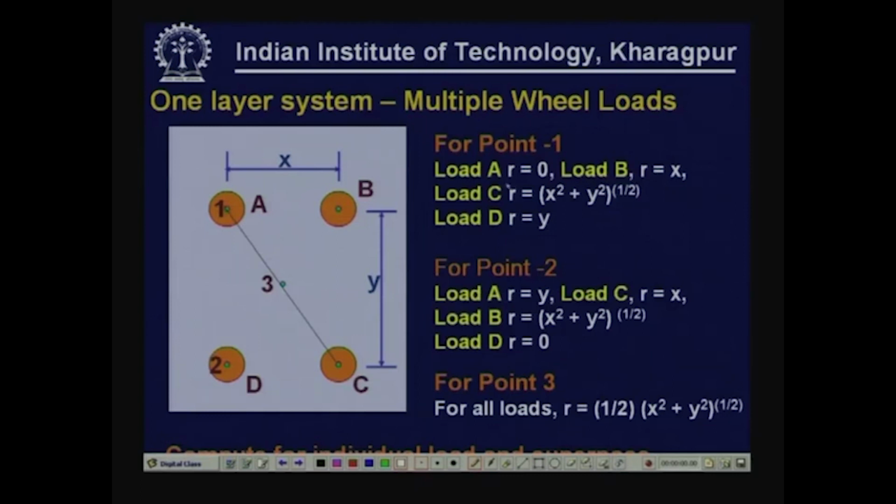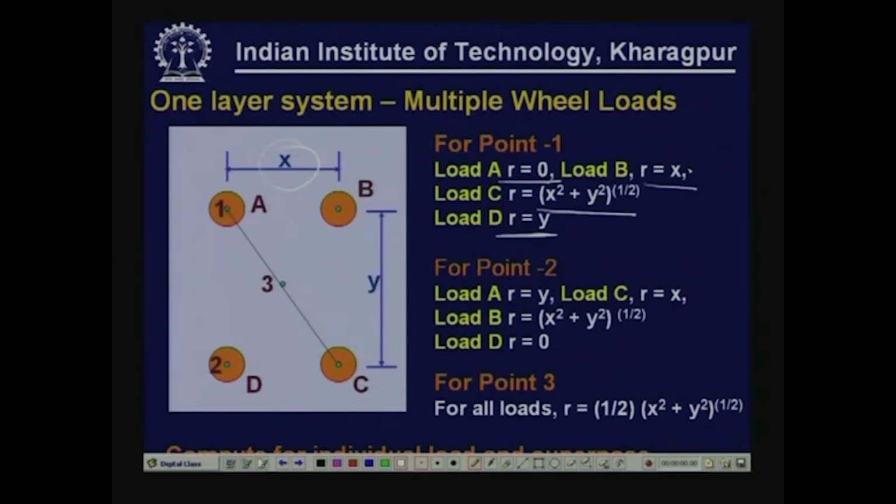So, for point 1, due to load A, the radial distance is 0. For load B, radial distance is x, and for load D, radial distance is y, as you can see from this figure. But for load C, the radial distance is given as x square plus y square under root. So, once we have the radial distance, and for all the 4 loads, we may be talking about a particular depth, it can be surface also.